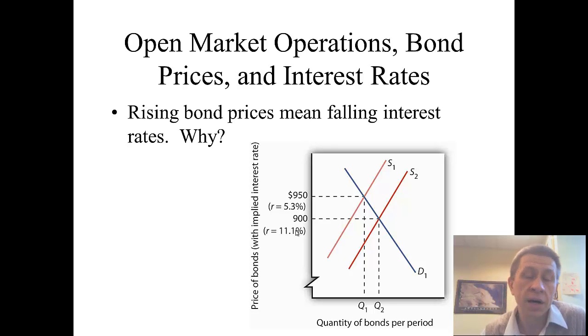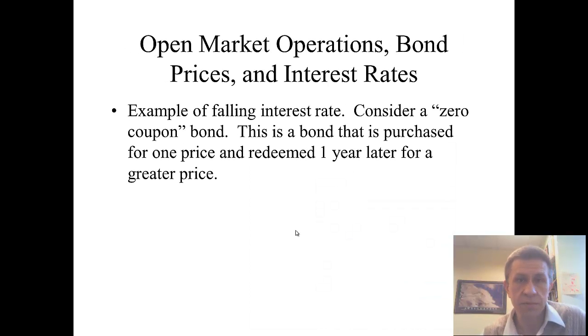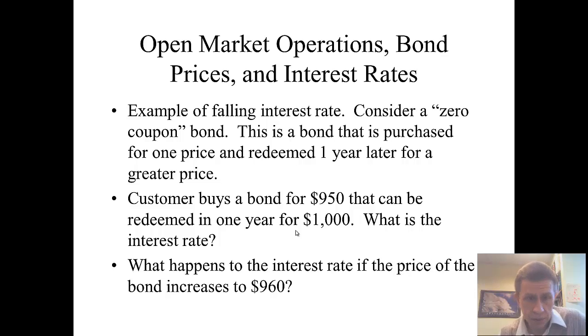So rising bond prices mean falling interest rates. Falling bond prices mean rising interest rates. So bond prices and interest rates have an inverse relationship. Okay, an example. I'd like you to work on these on your own.